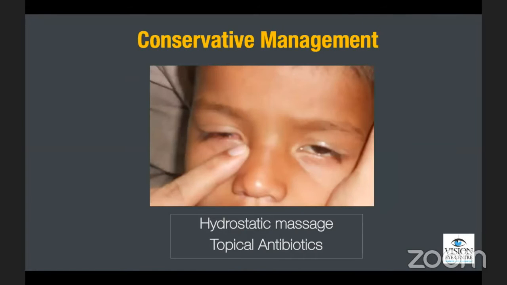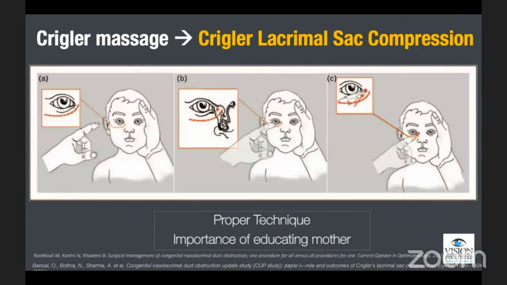In conservative management, hydrostatic massage and topical antibiotics have classically been advised. However, we need to shift from calling it a massage to a sac compression. So this hydrostatic sac compression is what we need to explain properly to the parents, give a proper technique, and educate the mother well. Something I had seen earlier during our subspecialty days, Dr. Akshay had spoken about giving a WhatsApp video to the mothers to reiterate how the compression is done.